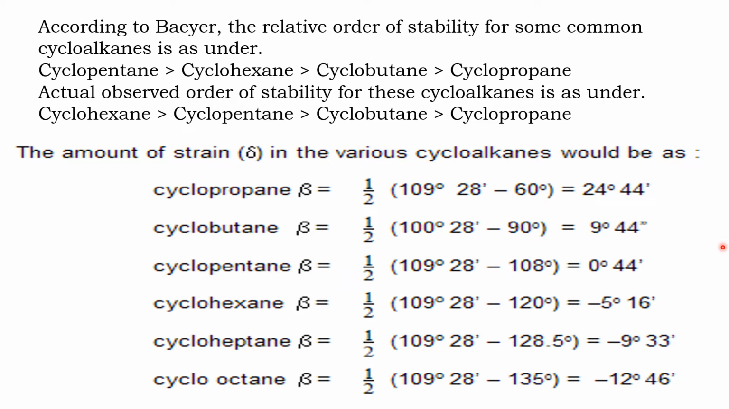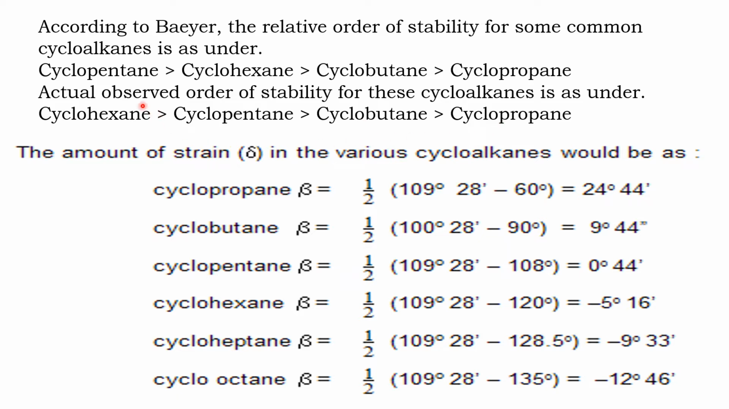So on the basis of Baeyer's theory, we expect cyclopentane to have maximum stability, because the angle strain is minimum for cyclopentane. Then cyclohexane, cyclobutane, cyclopropane. But experimentally it is observed that cyclohexane is more stable than cyclopentane, which is more stable than cyclobutane, which is more stable than cyclopropane.